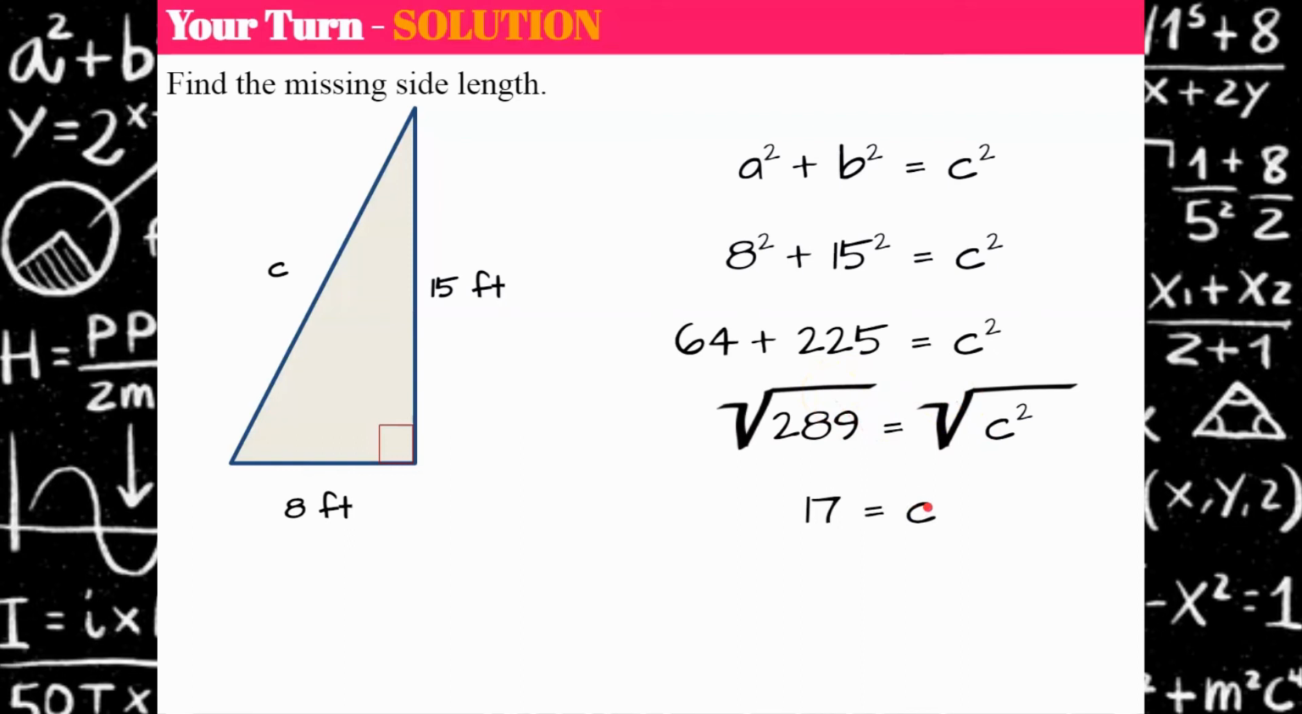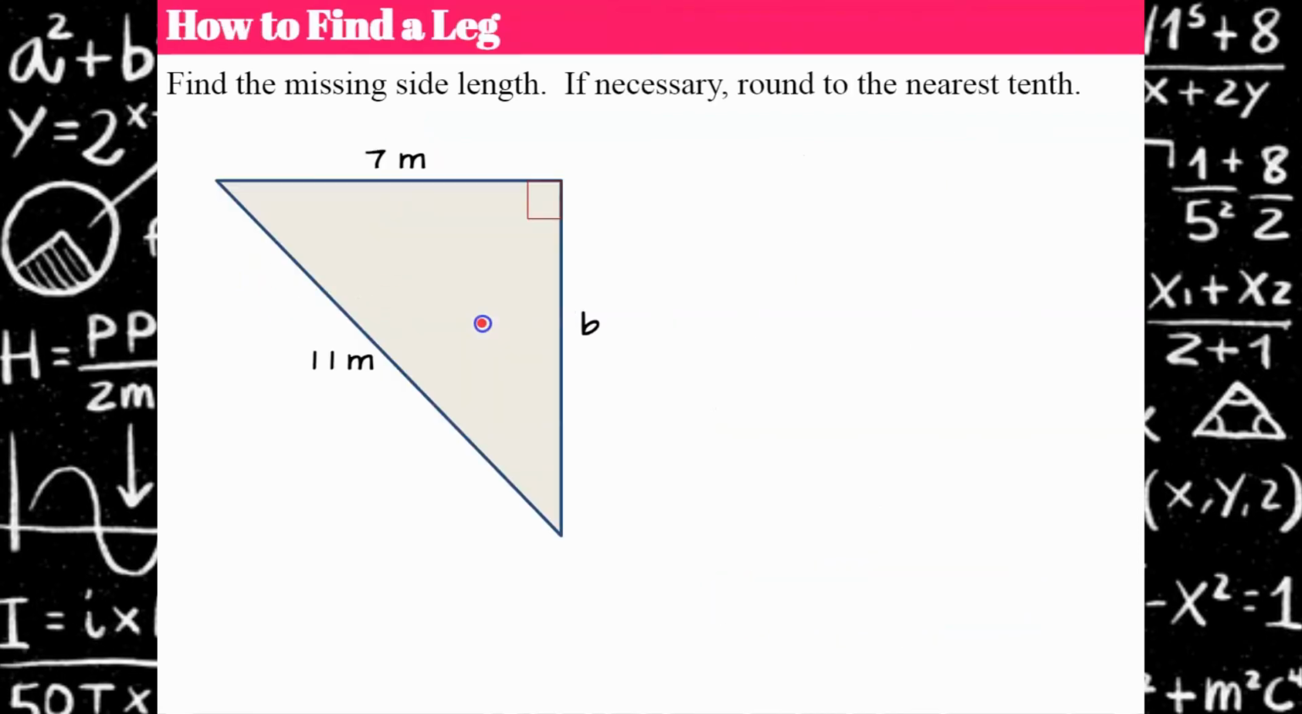And that gives me that C is equal to 17. I know it's 17 because 17 times 17 is 289, so therefore the square root must be 17. That is my missing hypotenuse C. 17 feet. Don't forget your units.